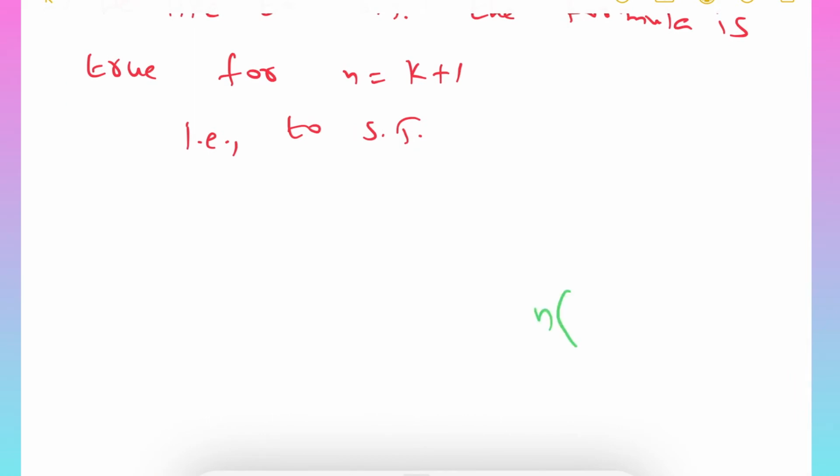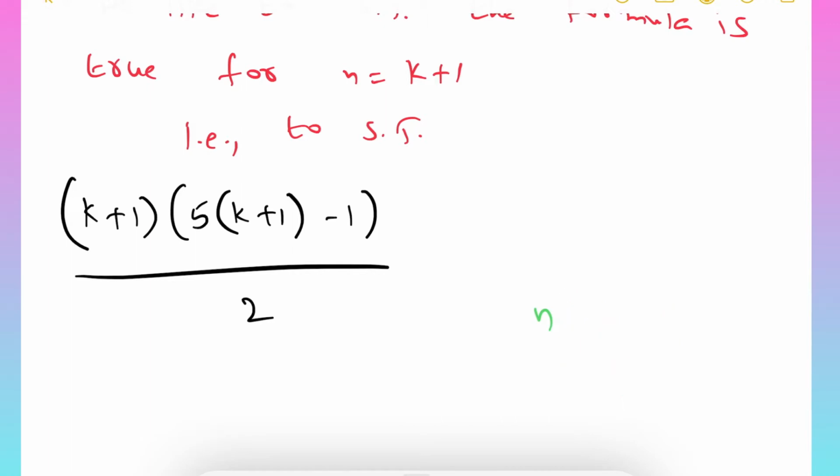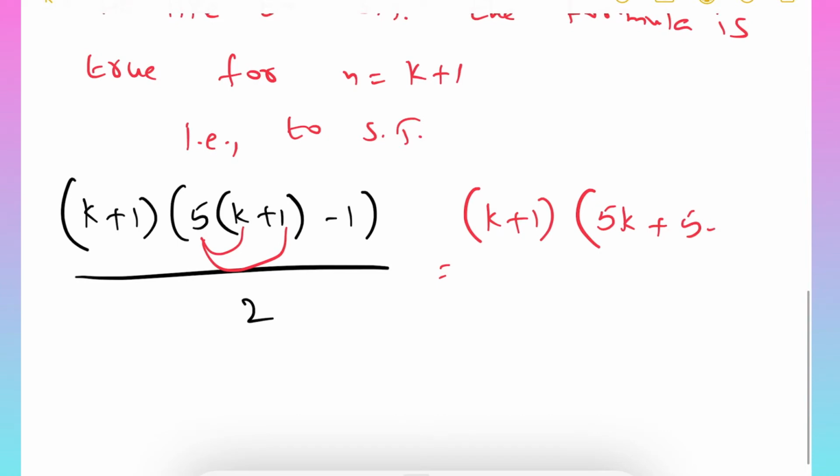n into 5n minus 1 divided by 2. So now in the place of n we need to substitute k plus 1. So k plus 1 into 5 into, in the place of n, k plus 1, minus 1 as it is, whole divided by 2. So now I don't have any work with this. Okay, let us simplify this now. It equals k plus 1 as it is into 5 into k, 5k plus 5 ones are 5, minus 1 whole divided by 2.